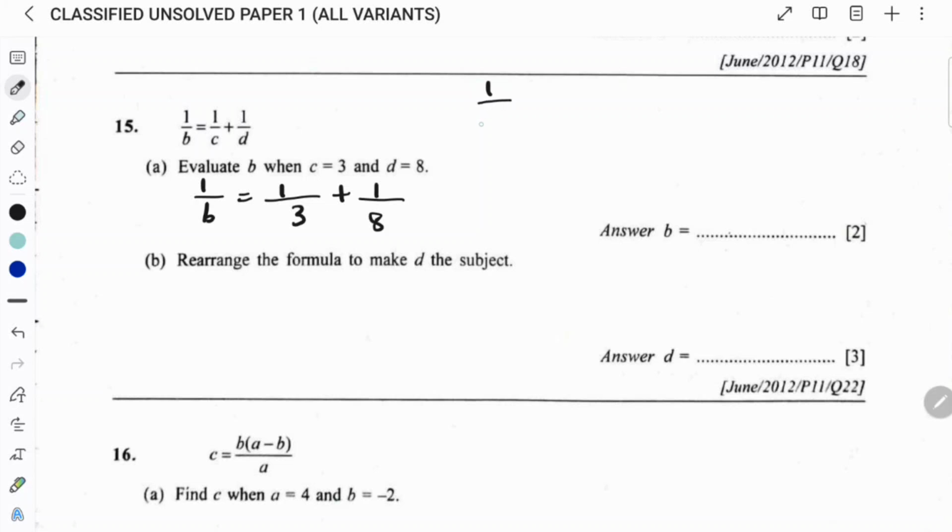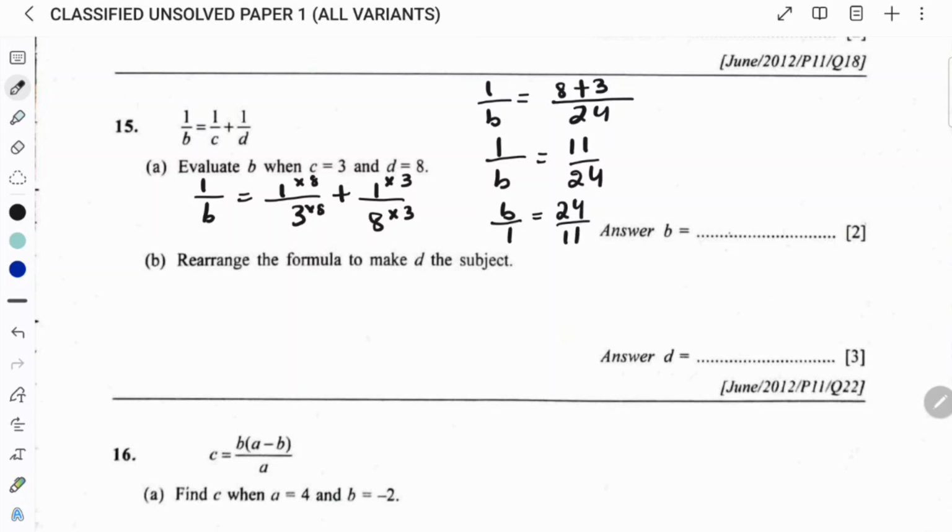So obviously we'll take out the LCM. 3 times 8 is 24. So it means 8 will multiply there and 3 will multiply here. So that is (8 plus 3) upon 24. 1 upon b is equal to 8 plus 3, which is 11 upon 24. Then b upon 1, just take the reciprocal of both sides, 24 over 11. So 24 over 11, or you can write it as a mixed number: 11 times 2 is 22 plus 2 is 24. You can write it like this as well.